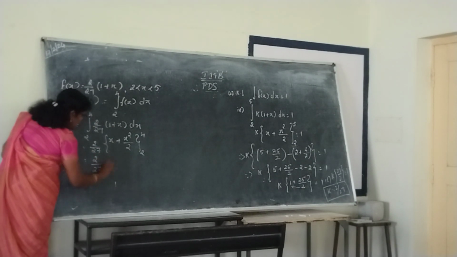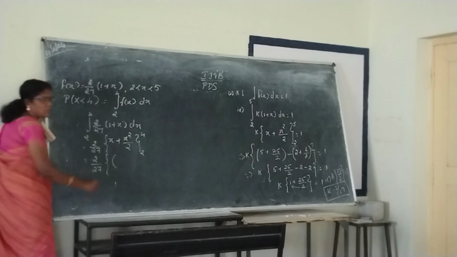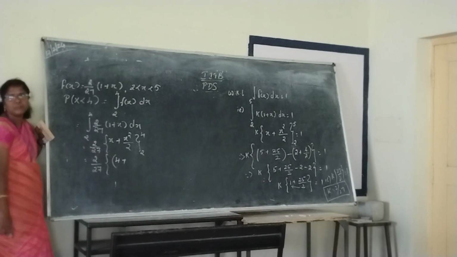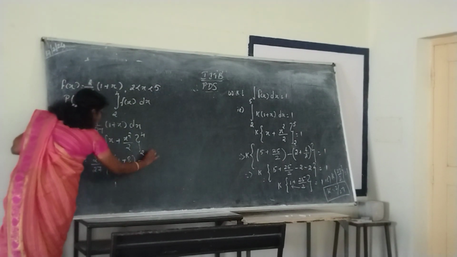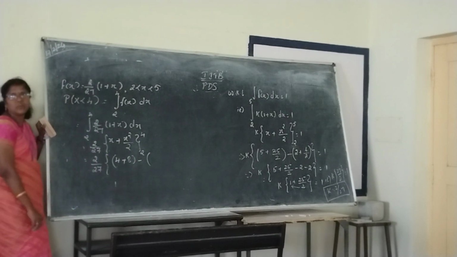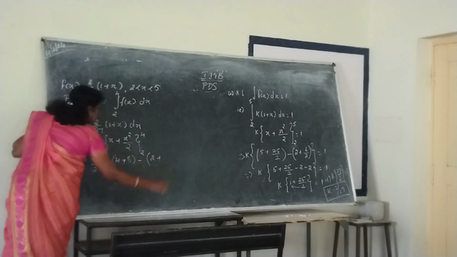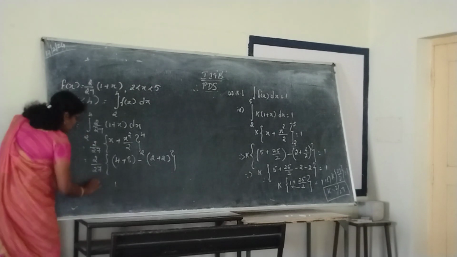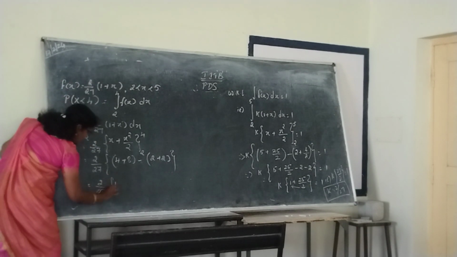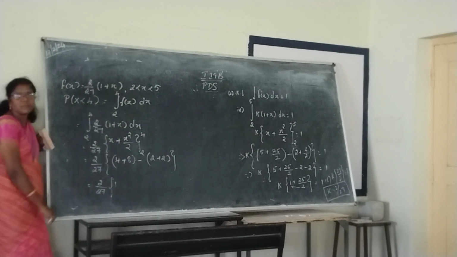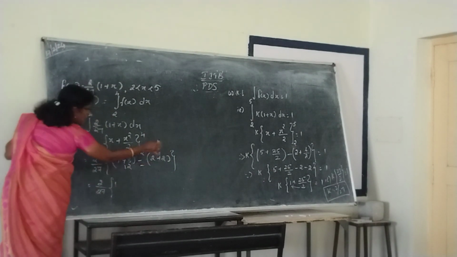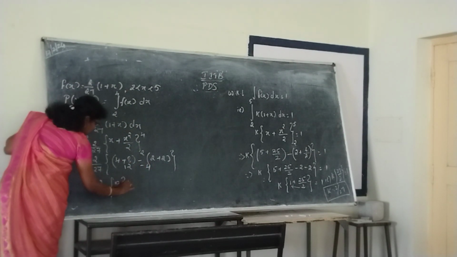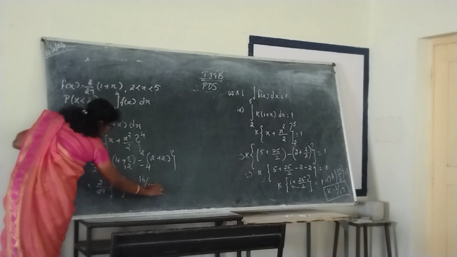So 2 by 27. Upper limit x is equal to 4. So 4 plus, what is 4 square? 16. What is 16 by 2? 8. So 4 plus 8, minus the lower limit. Substitute x is equal to 2. So 2 plus, what is 2 square? 4. 4 by 2 will give you 2. So 2 by 27 into, what is 4 plus 8? 12. Minus, what is 2 plus 2? 4. What is 12 minus 4? 8. So into 8. So your answer will be 16 by 27.